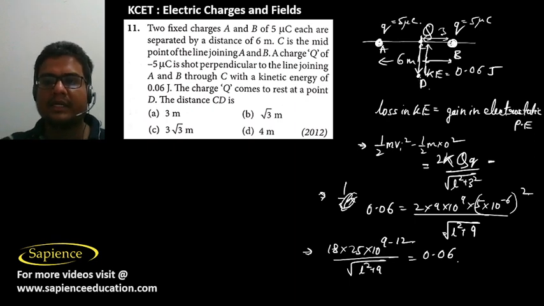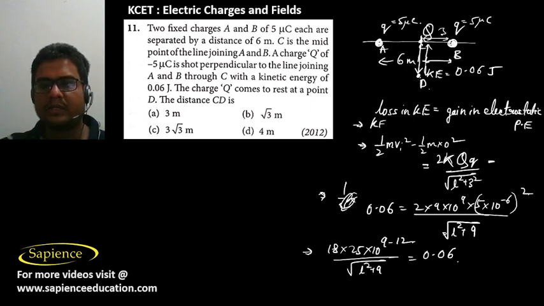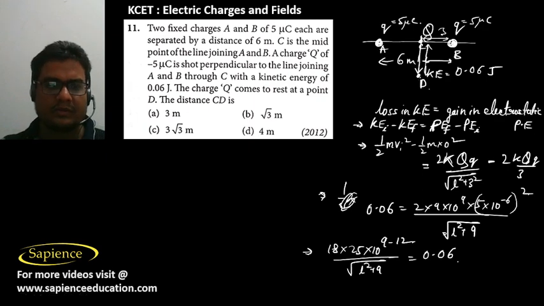Here we have to subtract the initial potential energy. Since loss in kinetic energy means initial kinetic energy minus final kinetic energy, gain in electrostatic potential energy means final potential energy minus initial potential energy. This will be this minus KQ by R. So this is wrong.